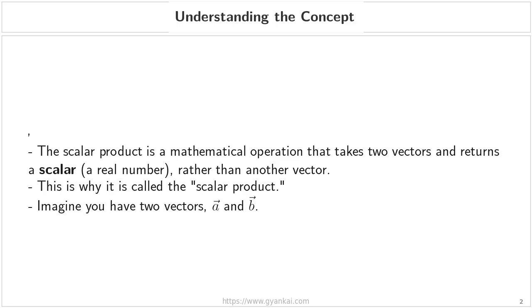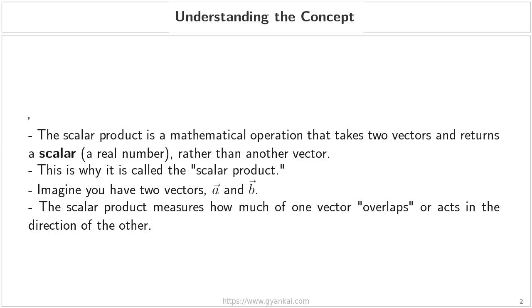To visualize this, imagine you have two vectors, vector A and vector B. Rather than just looking at their lengths, think of the scalar product as a way to measure how much one vector overlaps or acts in the same direction as the other. It essentially tells us how much vector A is pointing along the path of vector B. We will see the precise formula to calculate this overlap in the next slide.